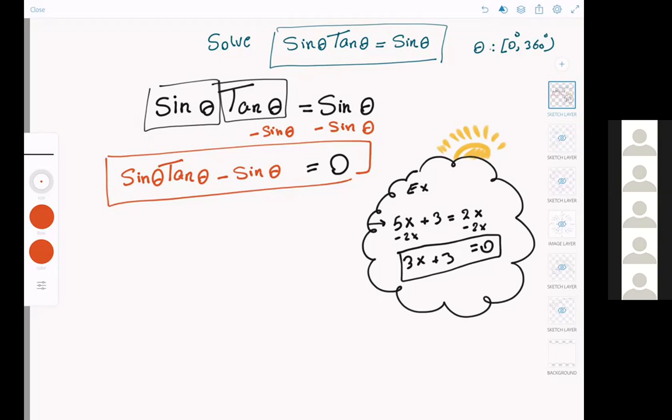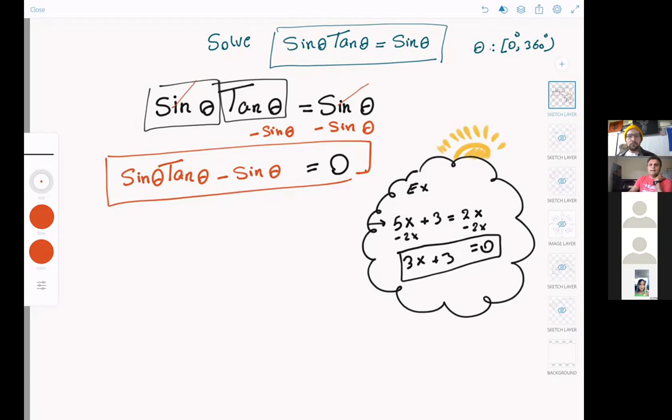Any questions? Why can't the sine just cancel out? Very good question, Elizabeth. Elizabeth said, why don't you want to cancel this sine and that sine?